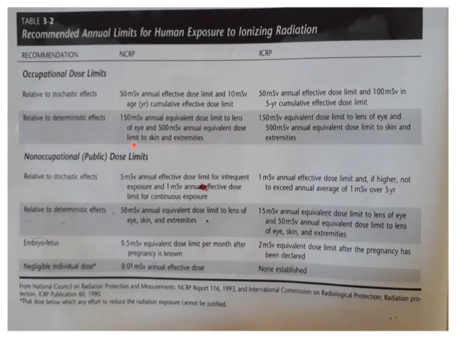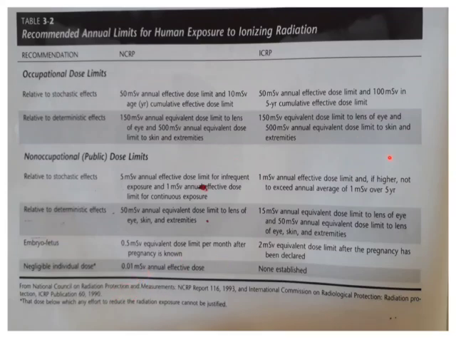And regarding the non-occupational dose limit, relative to the stochastic effect, the dose is 5 mSv annual effective dose limit for infrequent exposure and 1 mSv annual effective dose limit for continuous exposure. Relative to deterministic effect, 50 mSv annual equivalent dose limit to the lens of the eye, skin and extremities. Regarding embryo and fetus, 0.5 mSv equivalent dose limit per month after pregnancy is known. Regarding the negligible individual dose, it is 0.01 mSv annual effective dose.